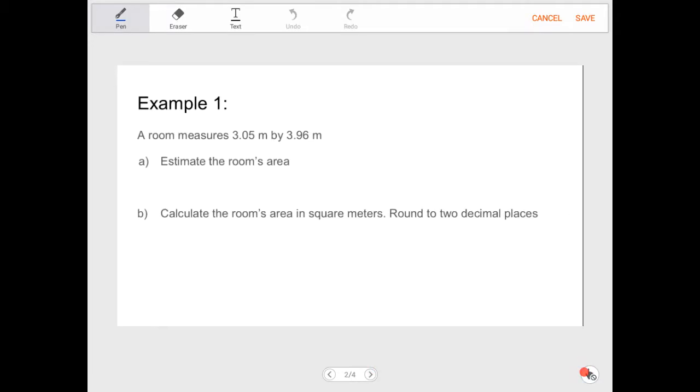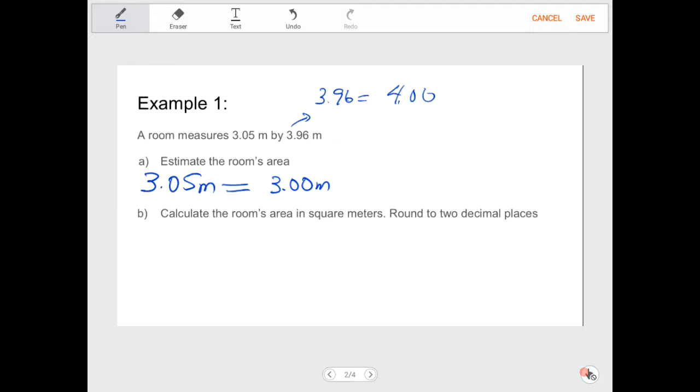A room measures 3.05 meters by 3.96. Sometimes you'll be asked to estimate the area of a shape. I don't really want to focus too much on that, but what you would do in something like this is round to the nearest whole or nice number. For example, 3.05 meters is pretty close to 3.00 meters. If you have 3.96 meters, that's pretty close to 4.0 meters.